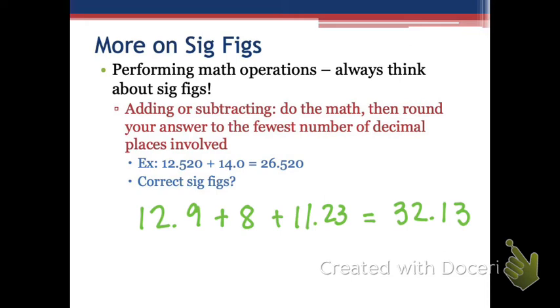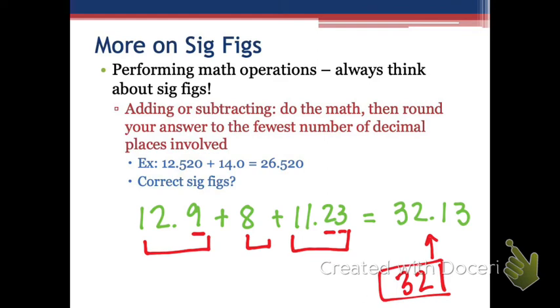Okay, so this first measurement has how many decimal places? One. How about our last one? Two. But what about this middle one? Zero. It's a whole number. No, nope, it's a whole number. So we have to round our answer to a whole number.